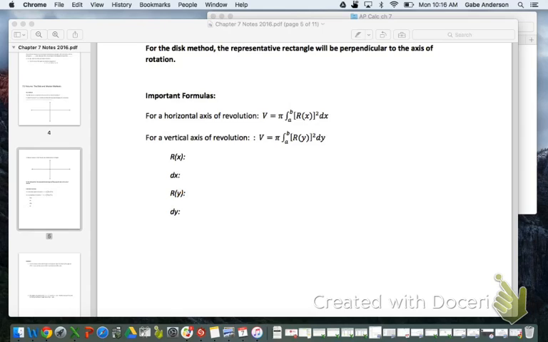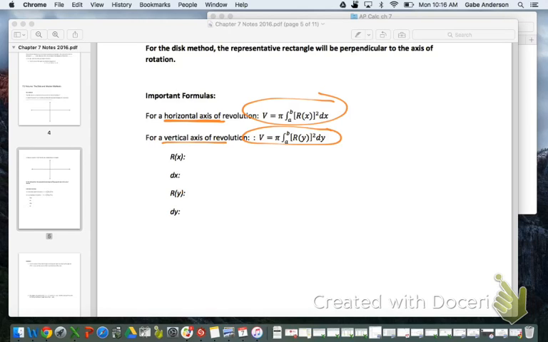So let's look at the couple of formulas that we use here to help us find the volume of these sorts of three-dimensional shapes. If we have a horizontal axis of revolution, everything will be in terms of x, so we'll use this. For a vertical axis of revolution, everything will be in terms of y, and so we will use that. We'll talk in a little more detail in a minute about why the variables have to be x's or y's depending on that axis of revolution.